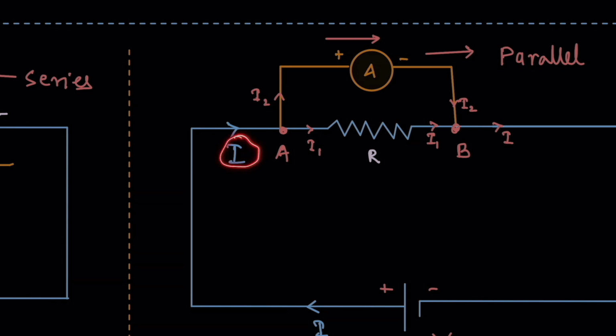But the problem is the ammeter is taking the reading of I2 and we need the reading of I. So it means that the ammeter is taking the wrong reading. So that's why we are not connecting the ammeter in parallel. Ammeter is always connected in series. So this arrangement is wrong.